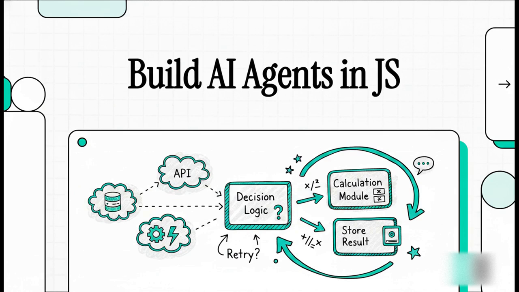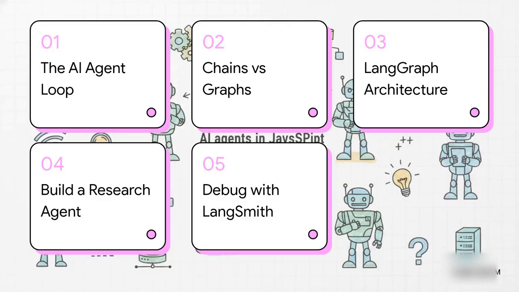And honestly, this is exactly where agents come in. An agent isn't just a prompt, it is an autonomous system, a loop that thinks, acts, observes, and then thinks again. So in today's explainer, we're going to figure out exactly how you can build these powerful production-ready systems right in JavaScript. Here's our roadmap for this explainer.